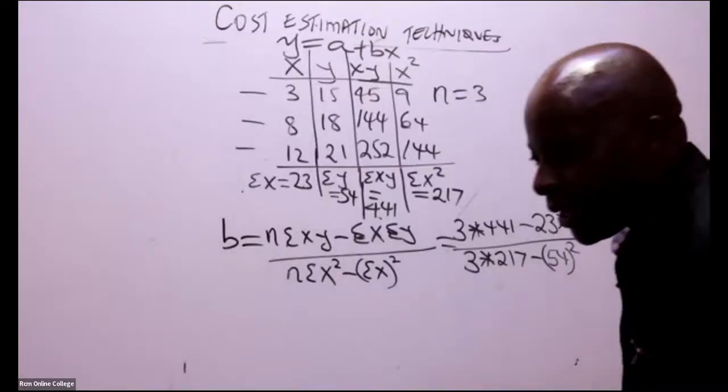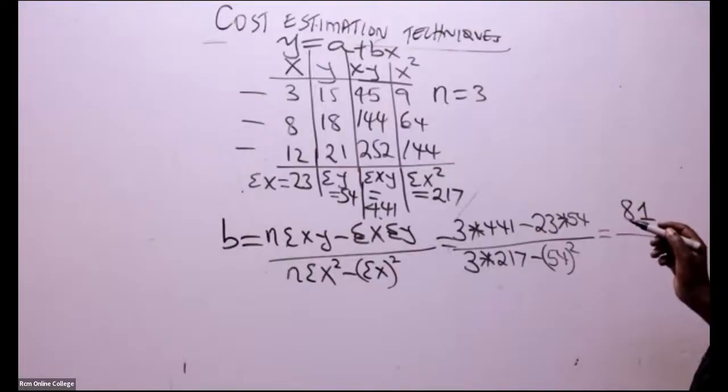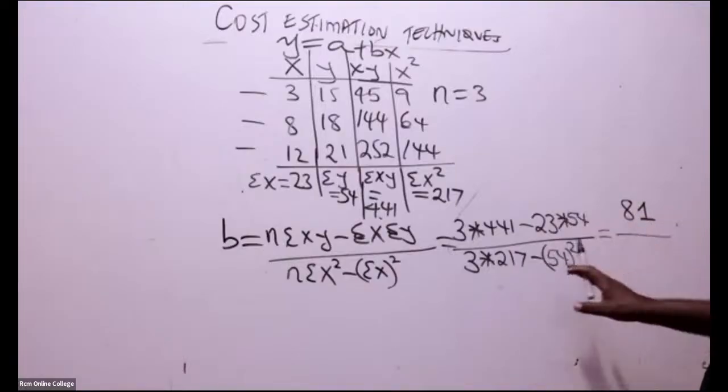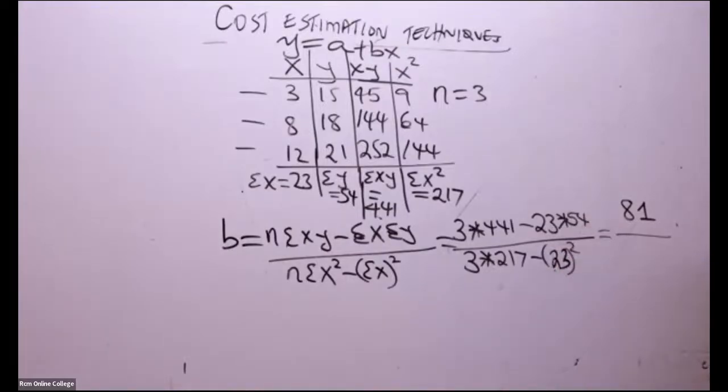Yeah, remember it has to be summation of x, I'm told, is not 54. Sorry, I took summation of y. I'm really sorry. It's supposed to be 23 squared. It is summation of x here. Thank you so much for that.